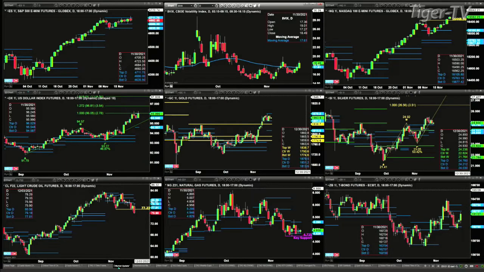The NQ negated topping signals yesterday. Those were at 16,448, with prices above that level. So it now needs a new topping signal in order to generate a short-term top, a pattern out there. We don't have that in place.